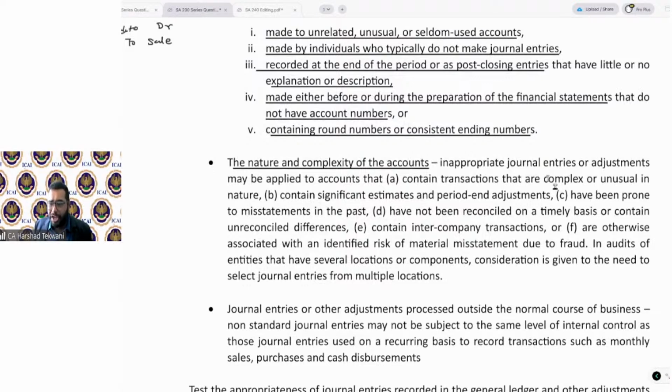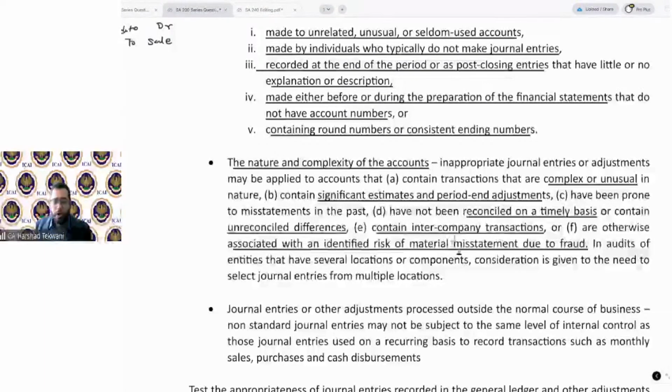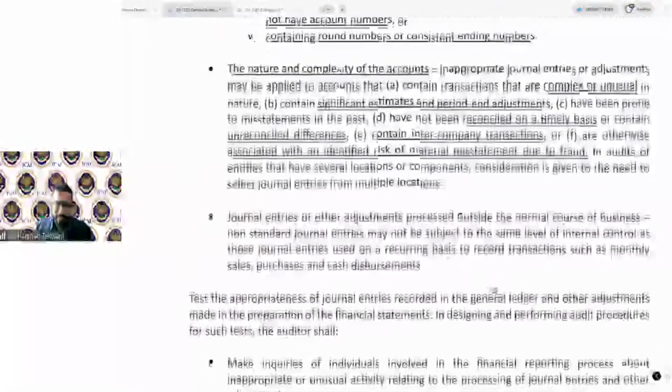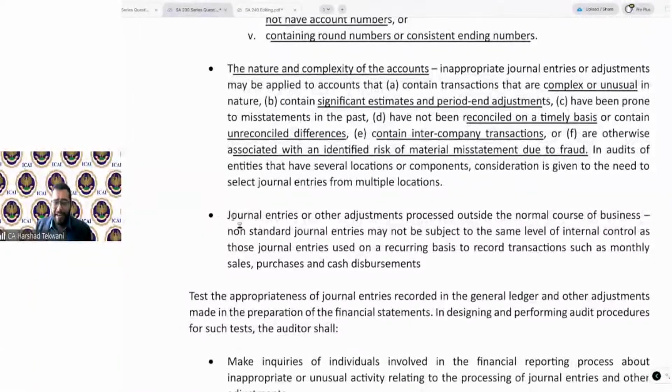Complex journal entries or unusual journal entries contain significant estimates. I'll test those journal entries which contain significant estimates. I'll test the journal entries which have not been reconciled on a timely basis, or journal entries regarding unreconciled differences, containing intercompany transactions associated with an identified risk of material misstatement due to fraud. So these are the kinds of journal entries I'll test. Journal entries which are outside the normal course of business, non-standard journal entries, I'll test those as well.